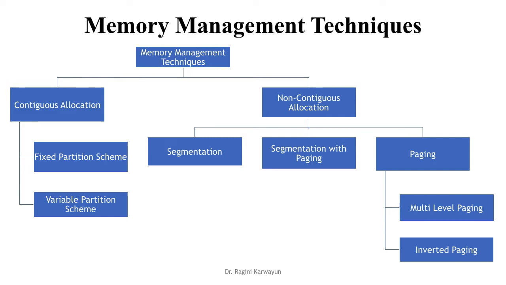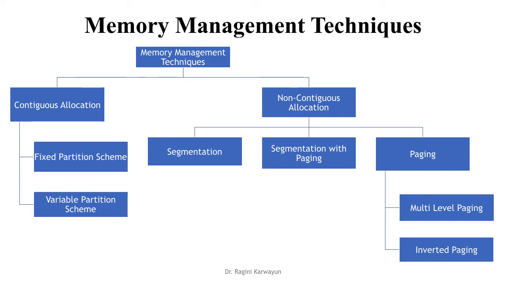That means if a process requires 500K, we need 500K of contiguous space in main memory to be allocated to this process. Whereas in non-contiguous allocation, the required space need not be contiguous in memory. That means if a process needs 500K, we can allocate 100K somewhere, then at a different location 100K, 200K, and so on. The total sum must be 500K, but it need not be contiguous in memory.